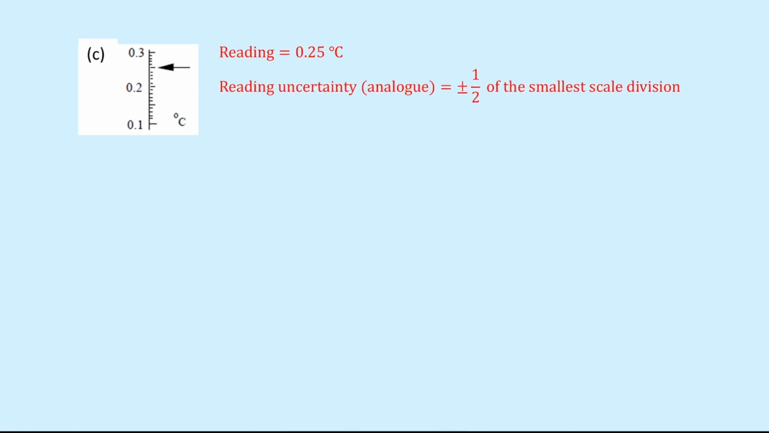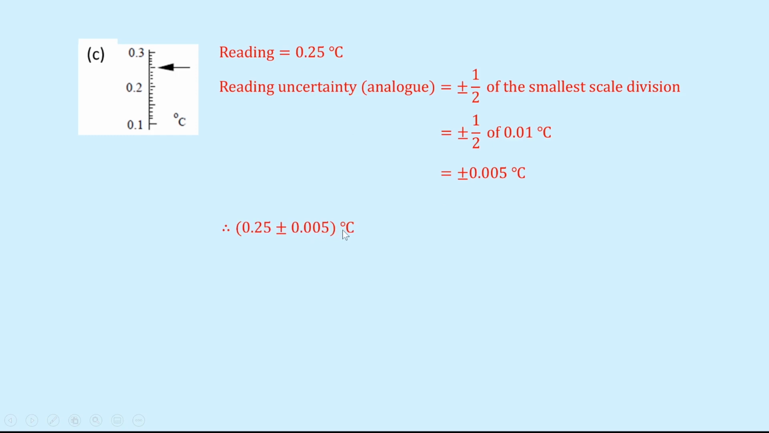Same as before, our scale reading uncertainty in this analog scale is equal to plus or minus half of the smallest scale division, which is plus or minus half of the 0.01 degrees Celsius. The reason it's 0.01 is because we'll get 10 division markings between 0.1 and 0.2. So plus or minus half of 0.01 degrees Celsius gives us plus or minus 0.005 degrees Celsius. And writing that in absolute form then, with the reading plus or minus the uncertainty, we have 0.25 plus or minus 0.005 degrees Celsius.